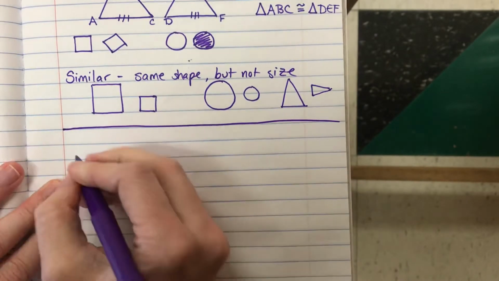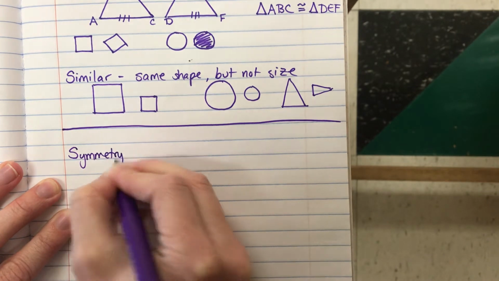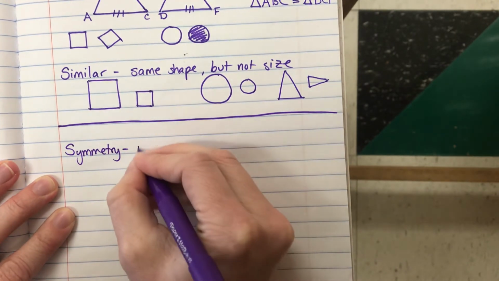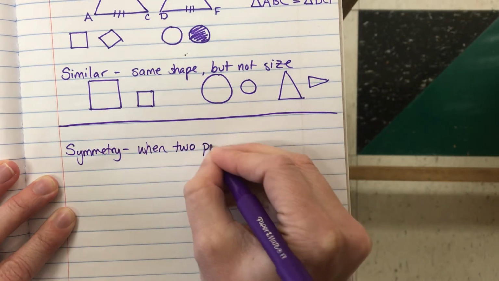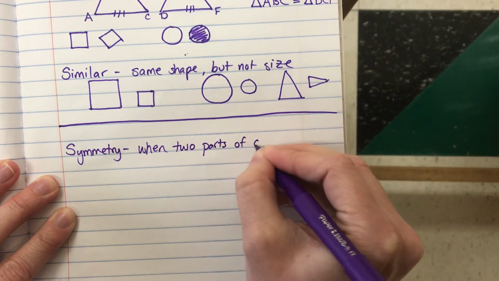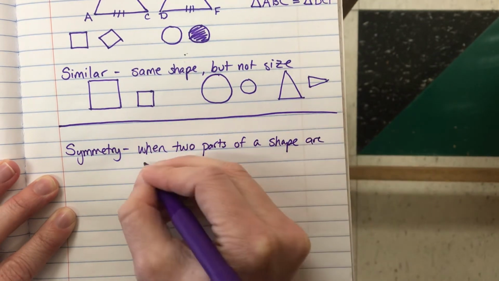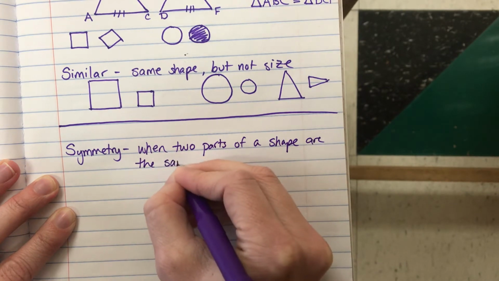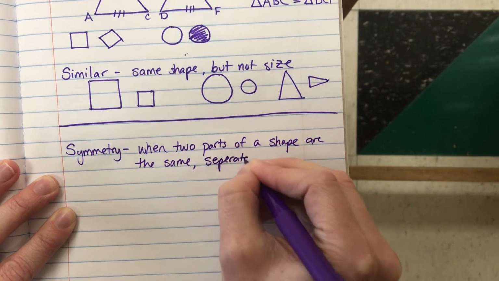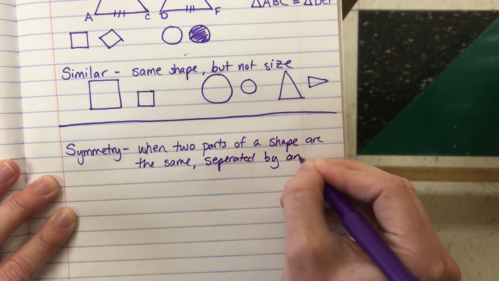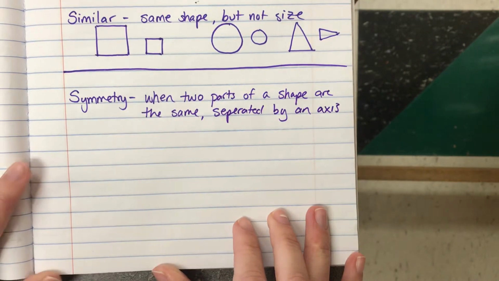Then the last thing we're going to talk about in the notes today is symmetry. So symmetry is when two parts of a shape are the same, separated by an axis. All right, so if you think about, you've probably seen pictures of butterflies.